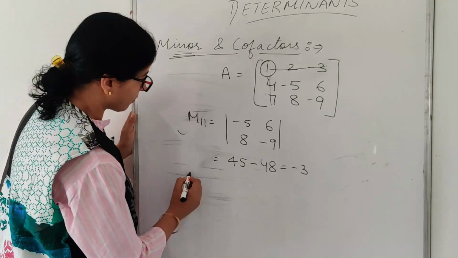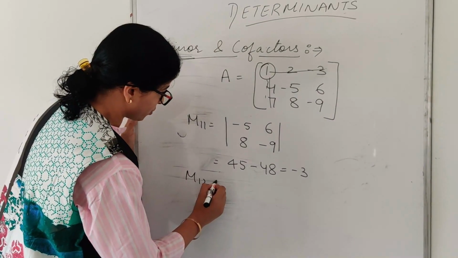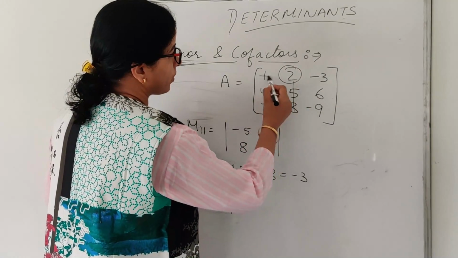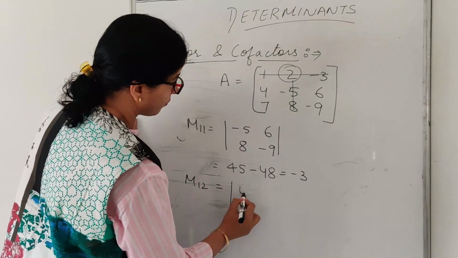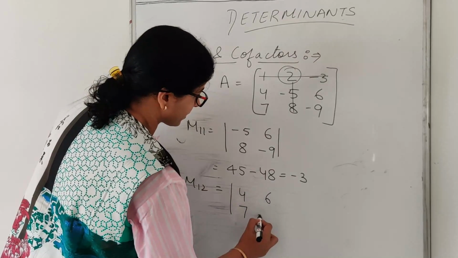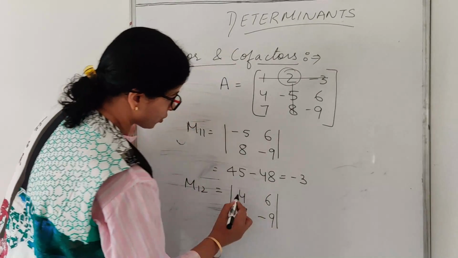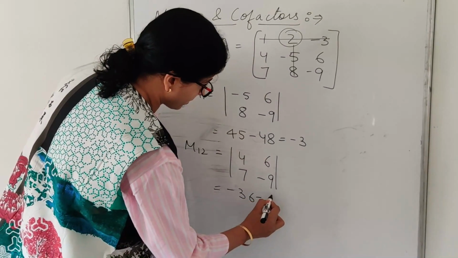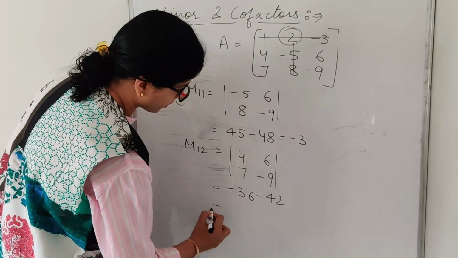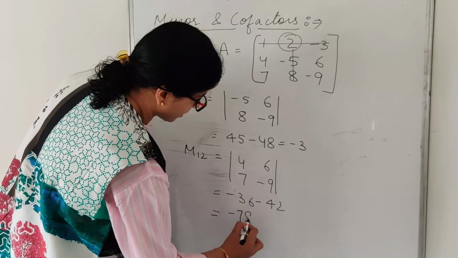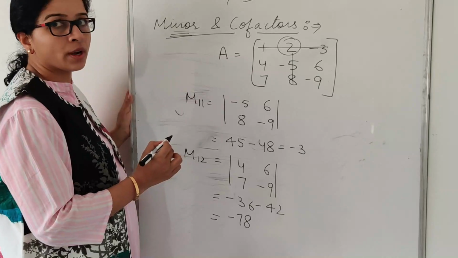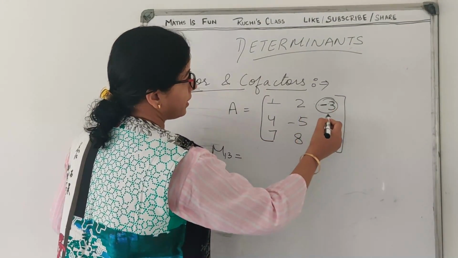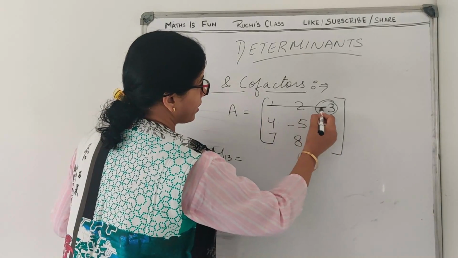Okay. Now check one more. M12. So now M12. Take this element, leave the corresponding row and column. So what is the determinant coming? 4, 7, 6, minus 9. Solve it. What are you getting? Minus 36, minus 42. So what are you getting? Minus 78. Okay.